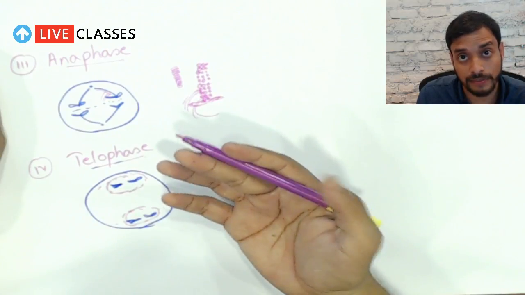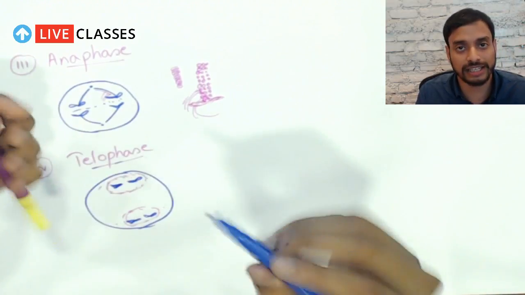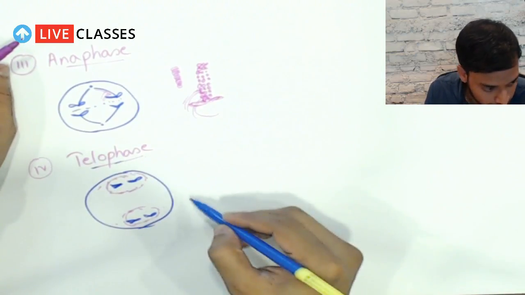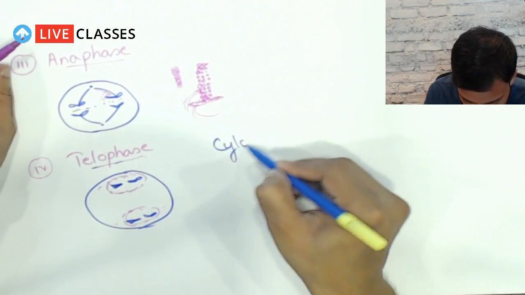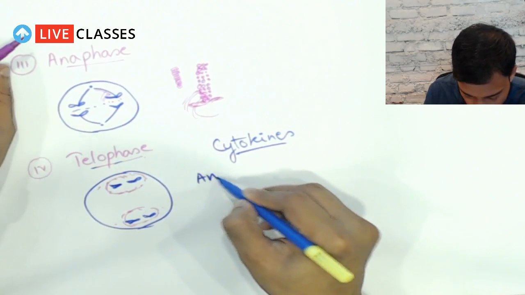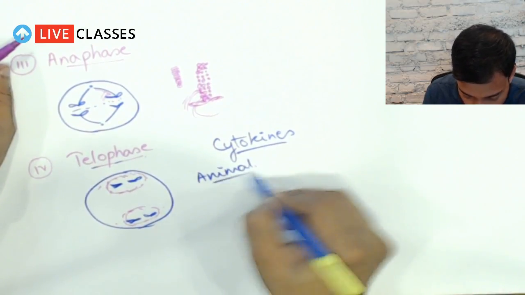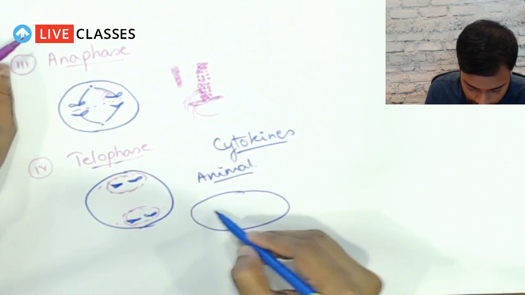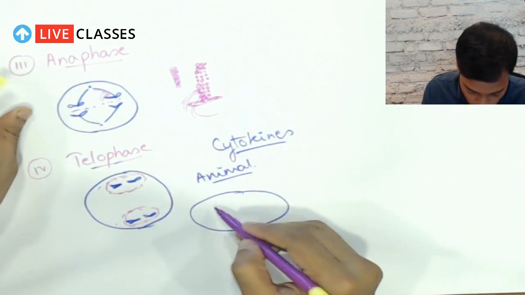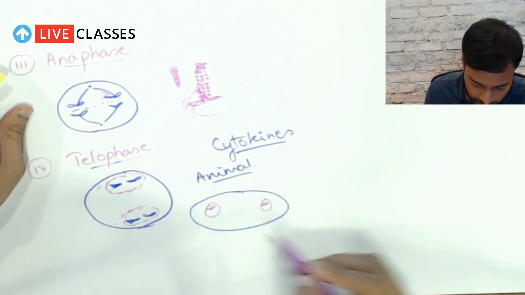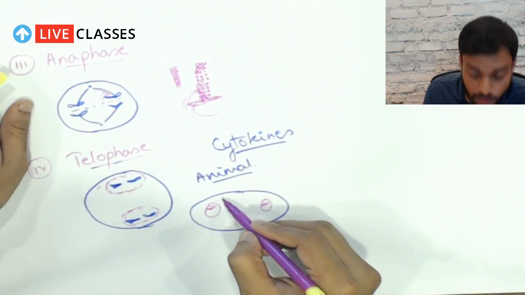Now what should happen next? We have talked about karyokinesis, and the next phase is cytokinesis. That means we'll talk about cytokinesis. In animal cells, cytokinesis happens in this way. I'll show you. So if this is a cell and I have the nucleus over here, suppose I have the chromosomes, correct?